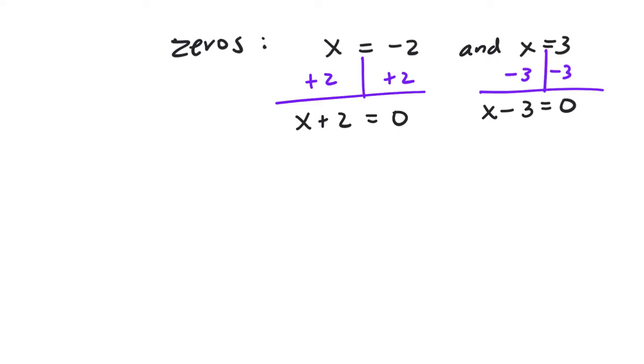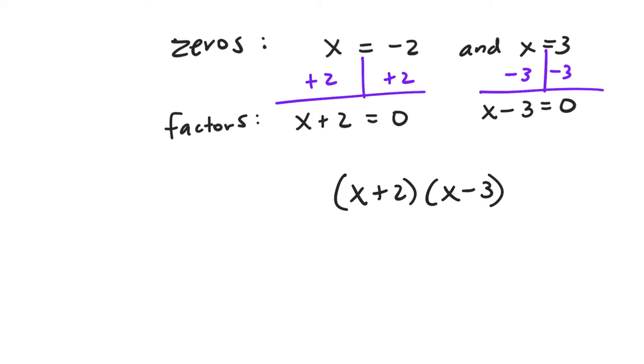So I ended up with these factors. I don't like the way that S came out. Factors, right? So I can write it as x plus 2 and x minus 3. Okay, so this part here is a factor, and this right here is a factor.